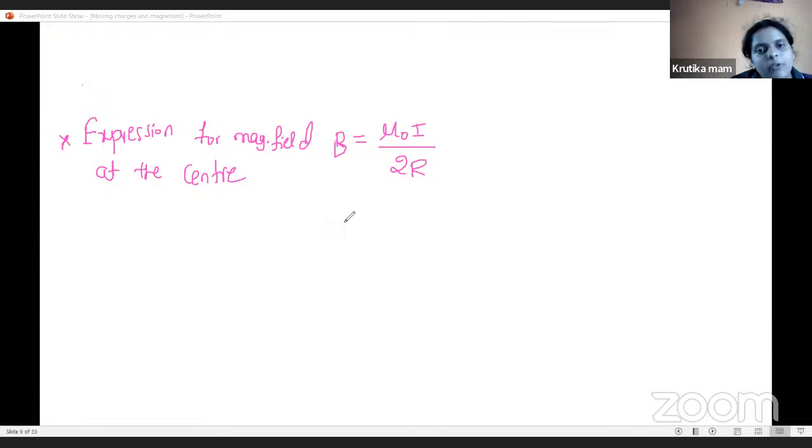Suppose there are n number of turns for the loop, then you can write this expression as mu naught into n into I divided by 2r. So this is the expression for the magnetic field at the center of the current loop with n number of turns.